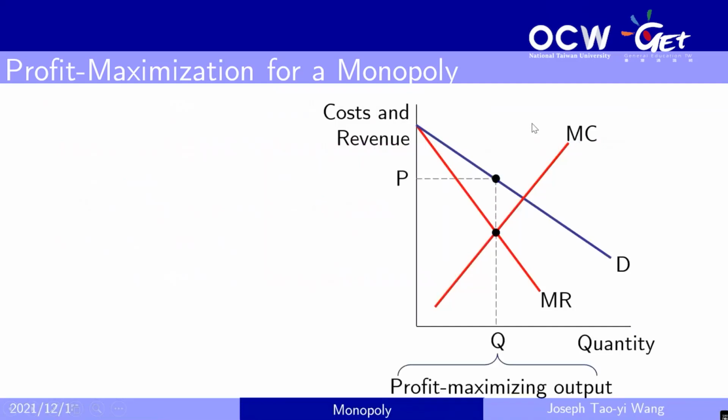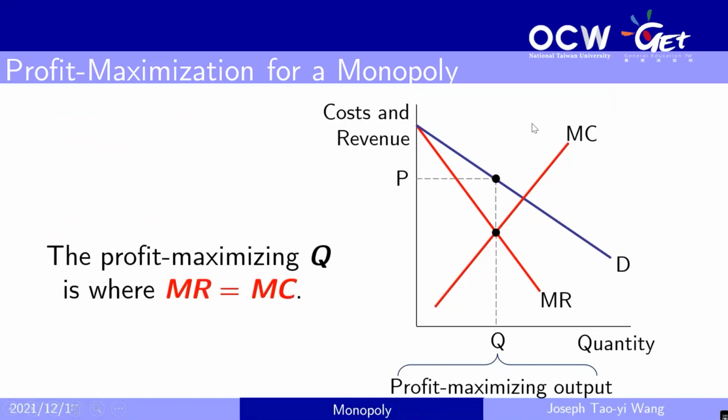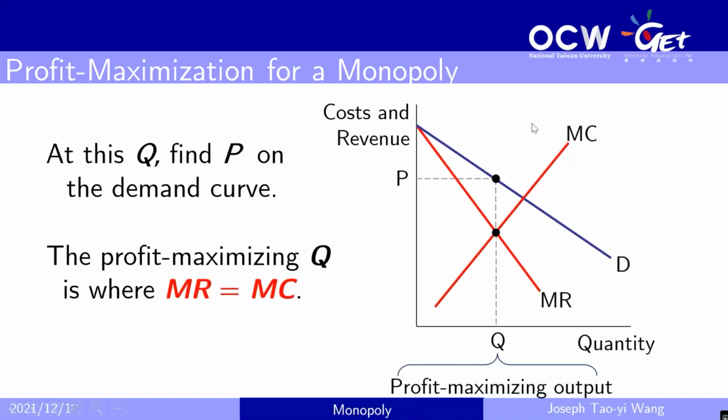So how does the monopolist choose quantity? It finds the MR and the MC and finds where MR equals MC. That's the profit maximizing quantity that this monopolist would choose to produce and sell. And then it goes up the demand curve to find the price. So here you find the profit maximizing quantity, that's where MR equals MC, and then you go up to find at what price you can sell this quantity on the demand curve. So it's a two-step process. Find quantity using MR equals MC, and then use the demand curve to figure out what price to set.